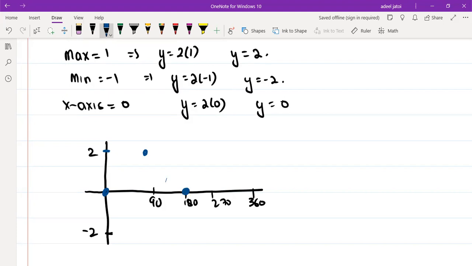On 270 we used to have -1, but now -1 has been changed, so we write it down as -2. And at 360 we used to have 0. Still 0, so we write it down as 0. So the graph that has been made of sine is this.